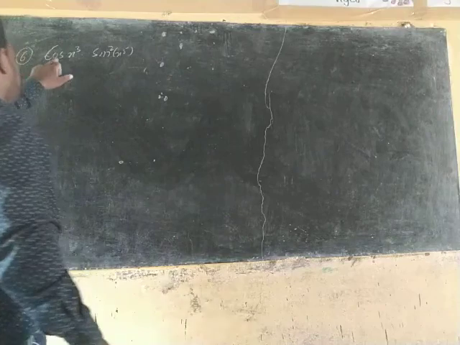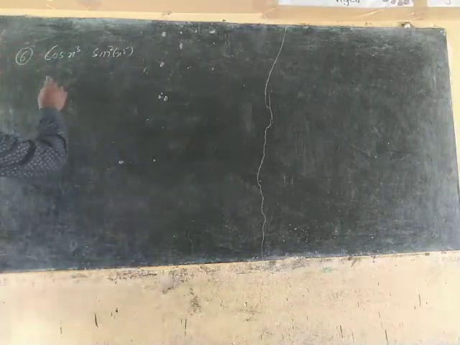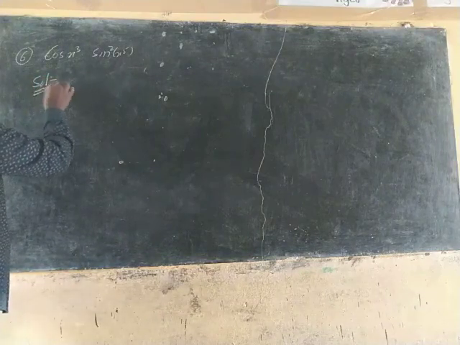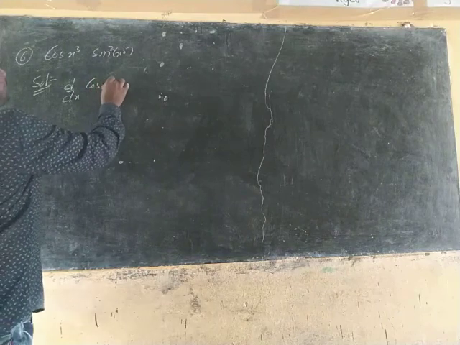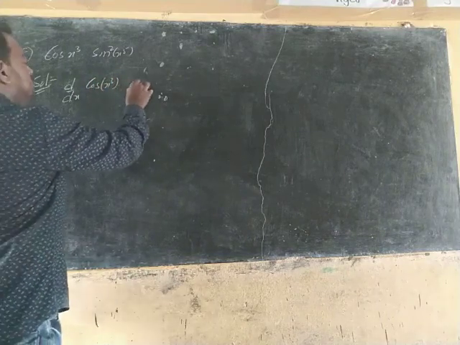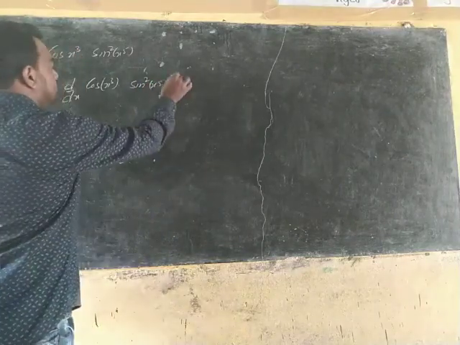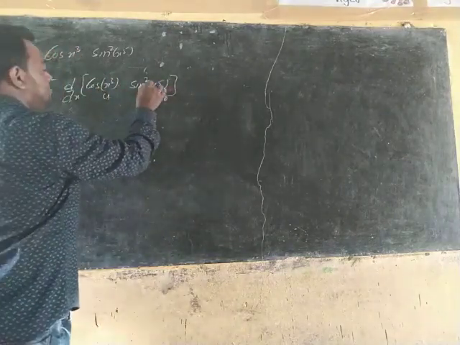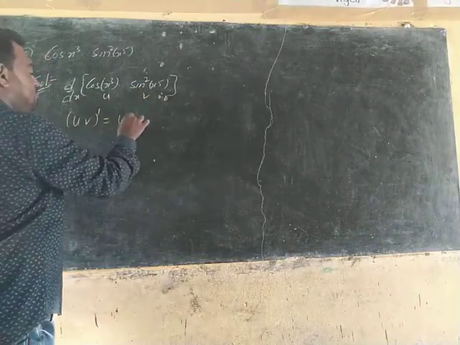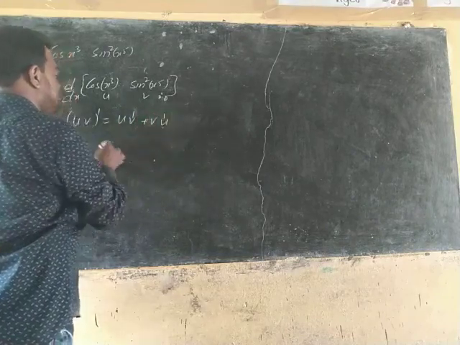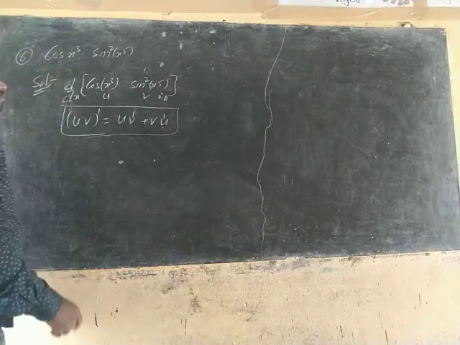Sixth one, cos of x cube into sine square of x power of 5. So this one derivative we are finding. d by dx of cos of x cube into sine square of x power of 5. This is u, this is v. (u into v) whole dash is equal to u v dash plus v u dash. So like this we have the product rule formula.